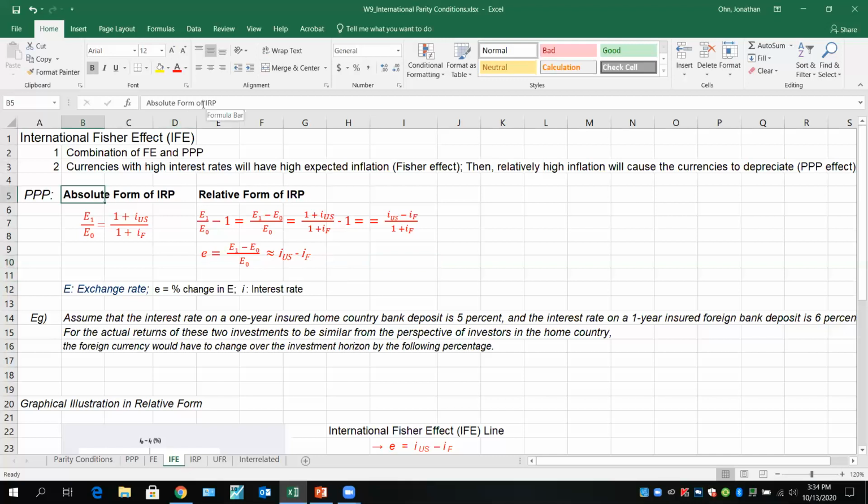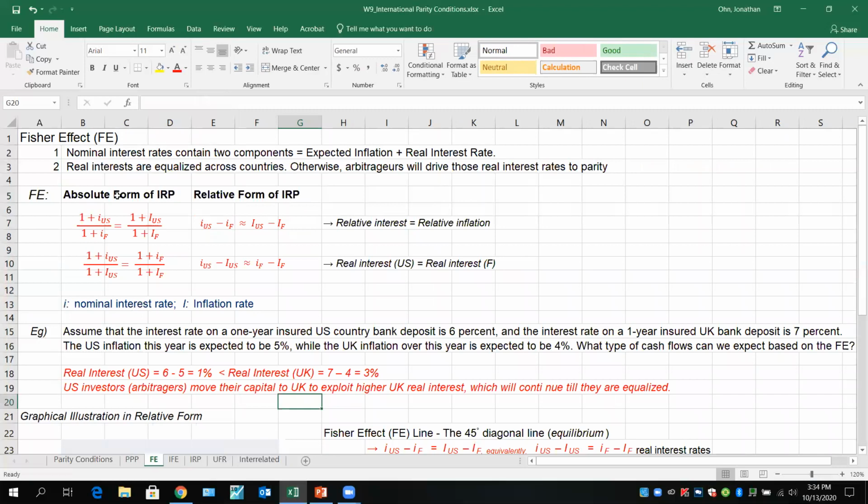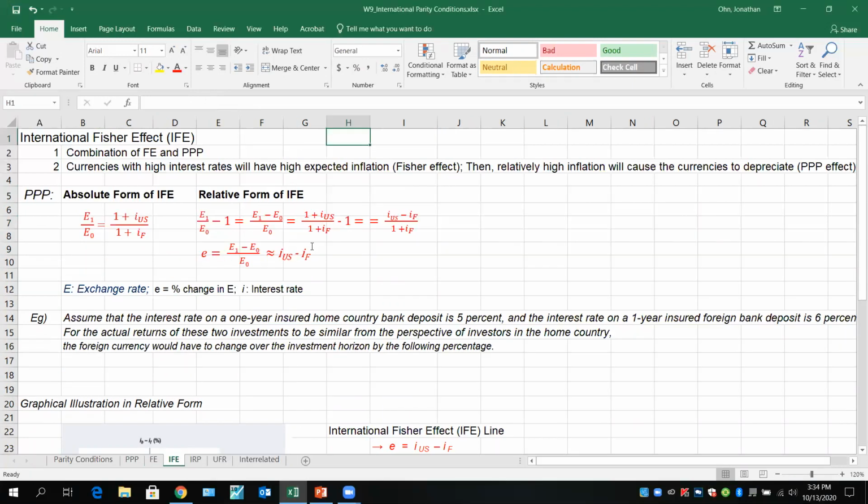This one should also be the international Fisher effect. Do we have the Fisher effect too? Oh my goodness, this one should be the Fisher effect, and this one should be the Fisher effect. All right. That was the international Fisher effect.